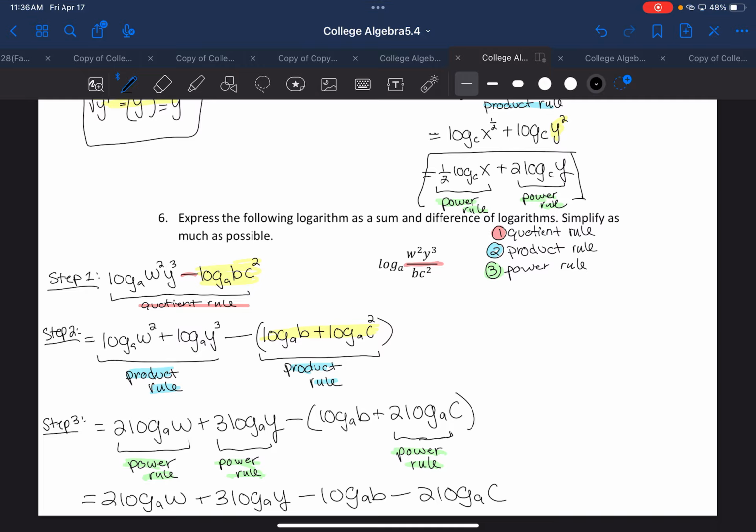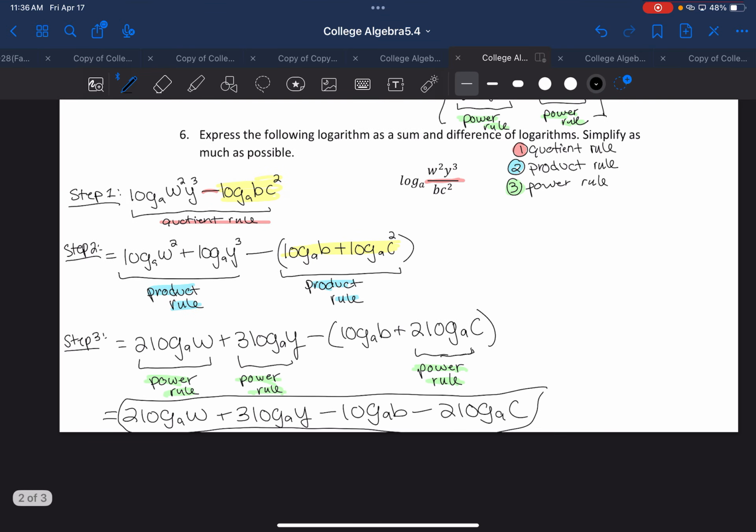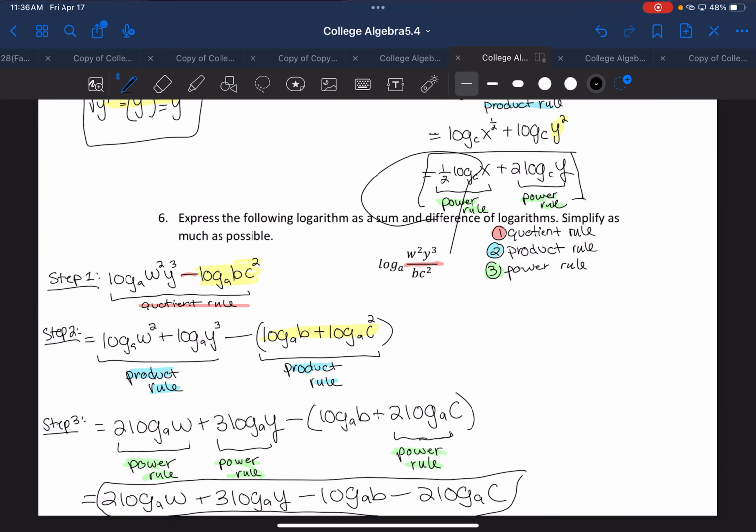Okay, so what I want to say here, what's important? What we're about to do on the next page is we're going to start going backwards. Okay, so they're going to give you problems like this, and then they want you to go backwards and express it into one single log, like this. They want you to go back to that.